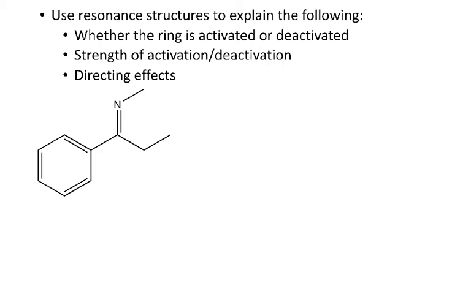All right, so this first problem is a little bit long, but I do want you to be able to explain why a group is activating or deactivating and what the directing effects are going to be by looking at the resonance structures of both the starting compound and the sigma complex. So first we want to use resonance structures to explain whether the substituent is activating or deactivating, and so whether the ring is activated or deactivated.